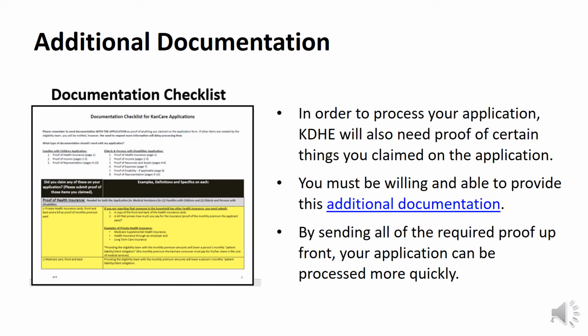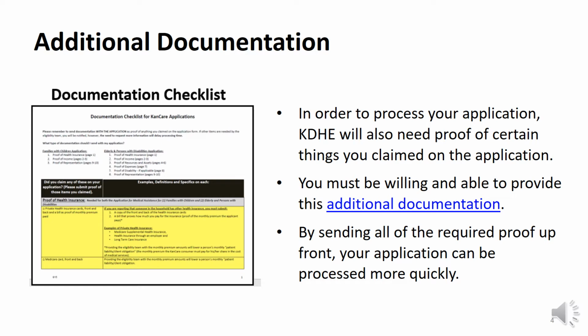Even if you follow this documentation checklist and send in absolutely everything that you've claimed on the application, there's still the possibility that KDHE will need more information and they may send out a letter to request that. So always keep your eye on the mailbox when you're in the application process, and anytime that you have KanCare, because all notices come through the mail. If they do not receive the documentation they have requested from you, they cannot process your application fully.